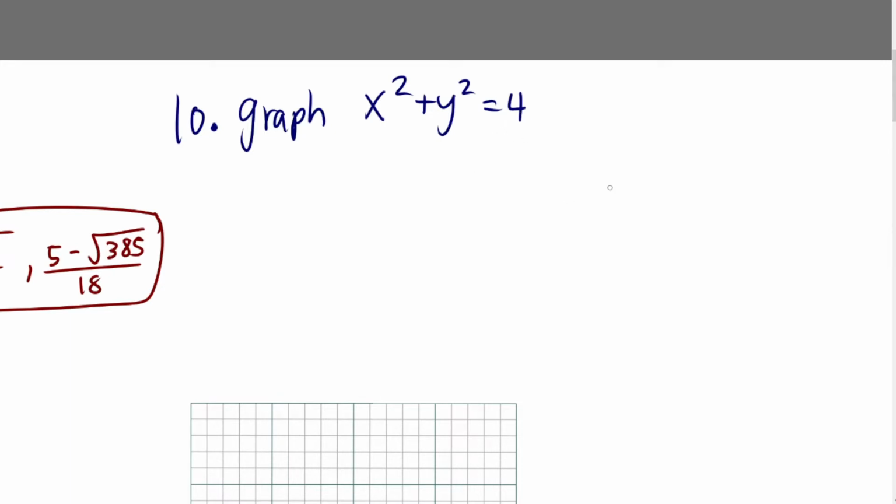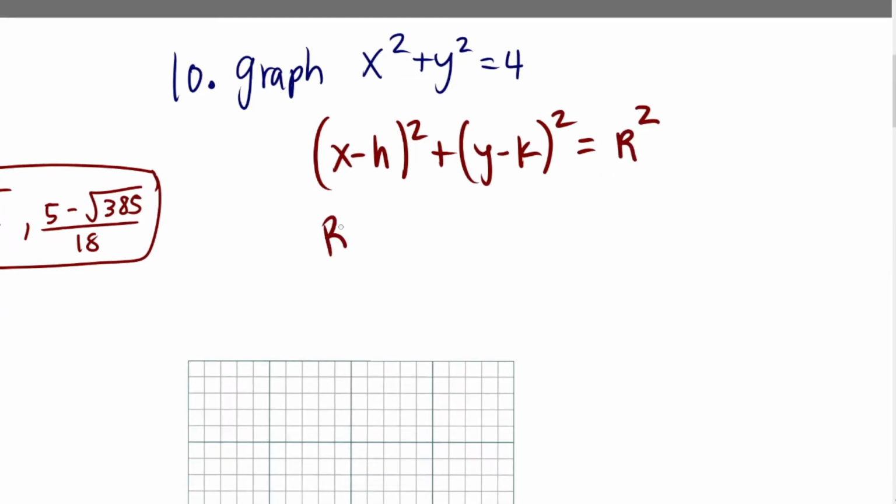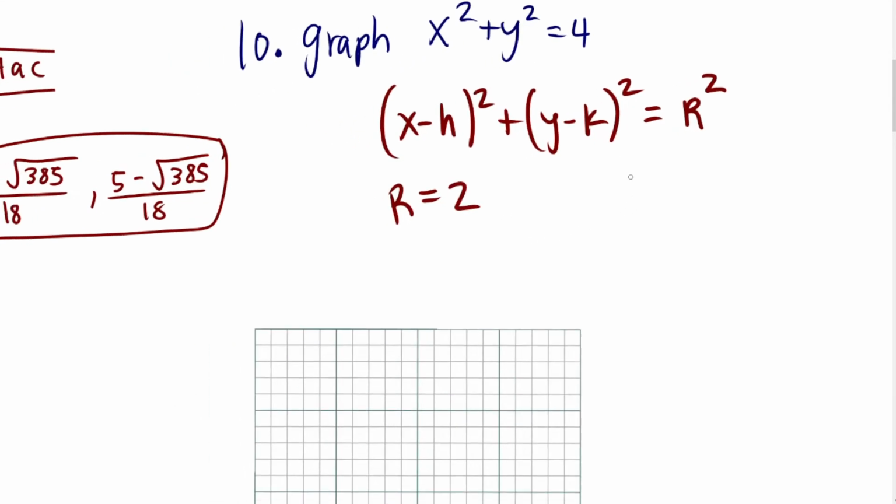So what we can do is, for these, basically, our format is going to be x minus h squared plus y minus k squared equals our radius squared. So to find our radius, all we have to do is, once this is in the correct format, square root our r term, which is going to be, in this case, 2. Our radius is going to be 2.